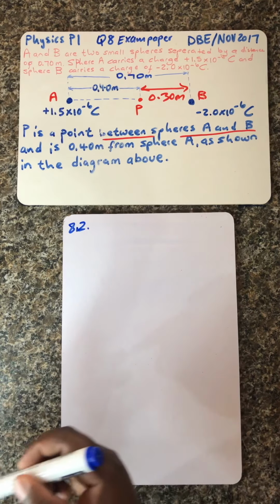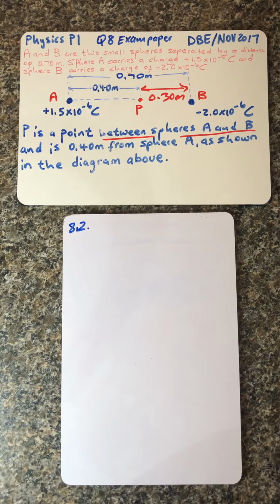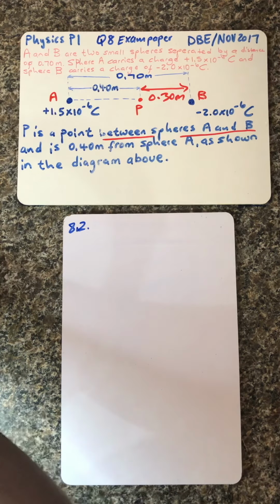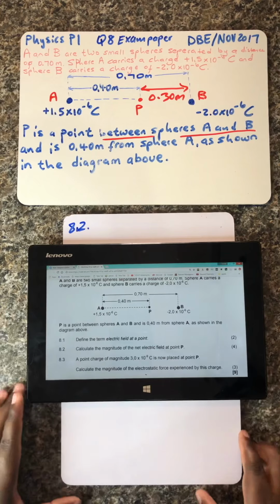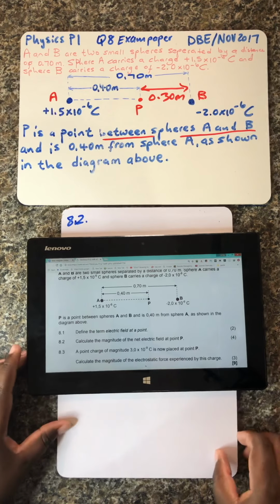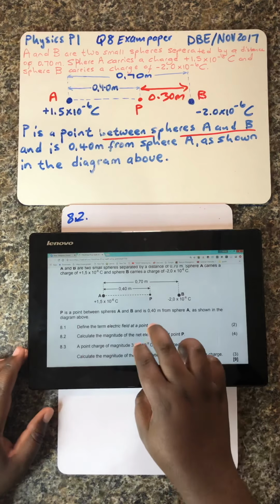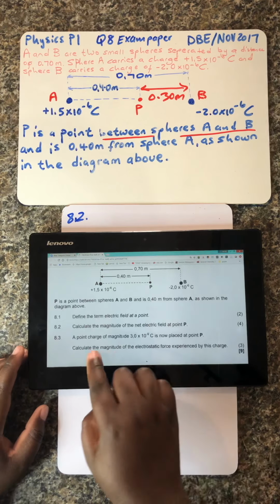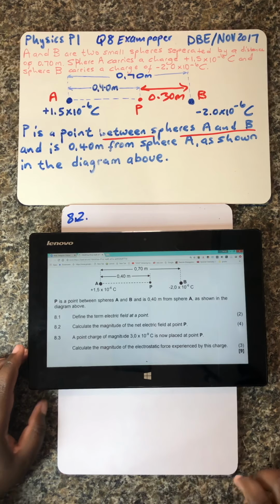Okay guys, so now let's move to question 8.2. I'm just going to read the question as I did on the previous question. The question says, calculate the magnitude of the net electric field at point P. And this question is allocated 4 marks.